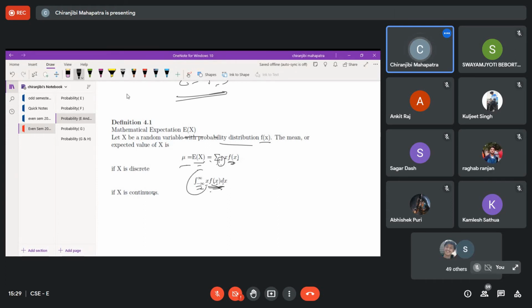Okay, so in both the cases you will get x into fx, but in the case of discrete it is summation, and in case of the continuous it is integration. यहाँ पर समेशन है, यहाँ पर इंटीग्रेशन, जैसे कि हम पहले डेंसिटी फंक्शन और पीएमएफ के बीच में डिफरेंस जानते हैं. ठीक है, कोई प्रॉब्लम यहाँ तक? Okay.